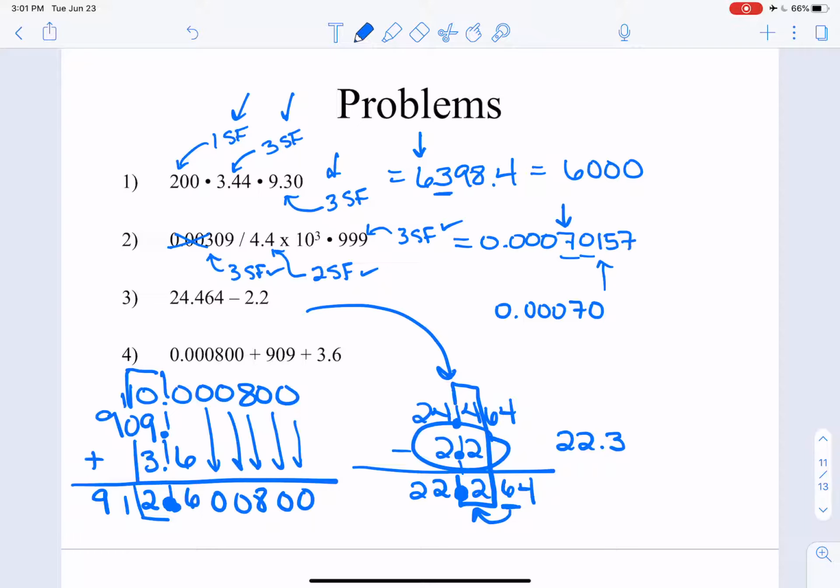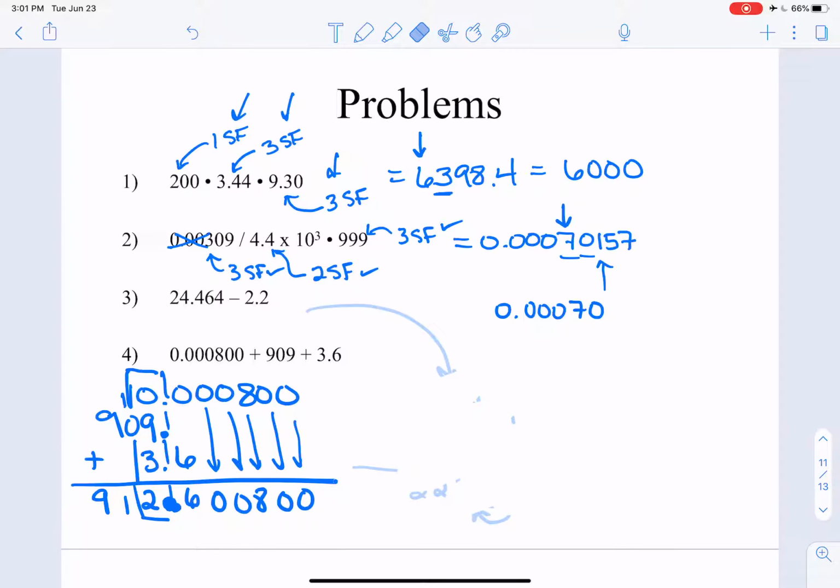And what we need to do is we need to finish this in the ones column. So we look over at the 6 right here to tell us whether we are rounding up or not, and we do. So we report this answer as 913.